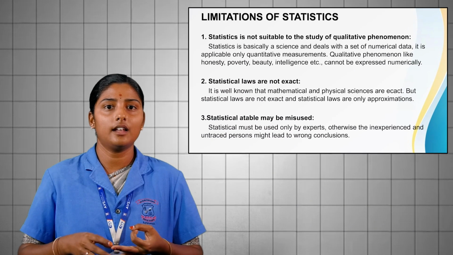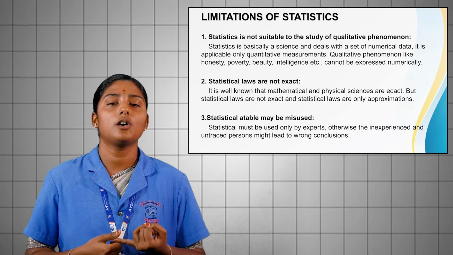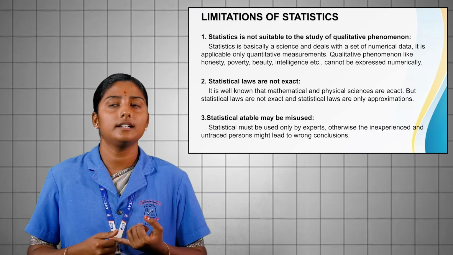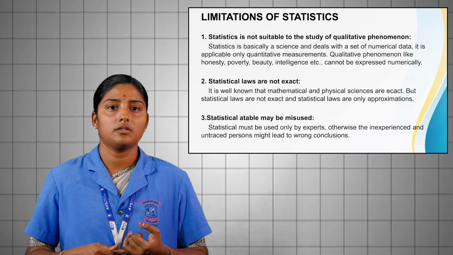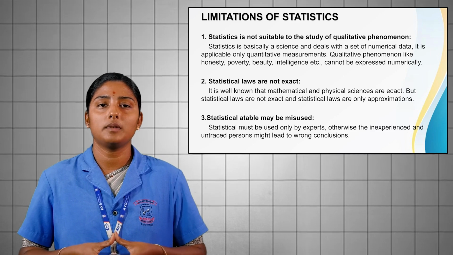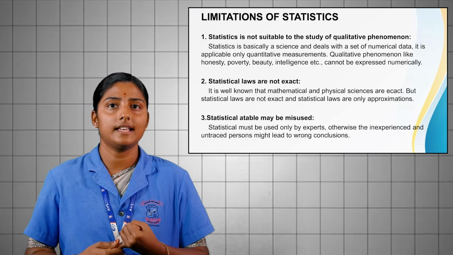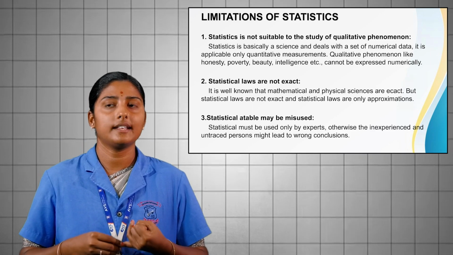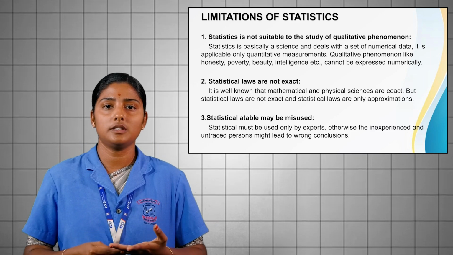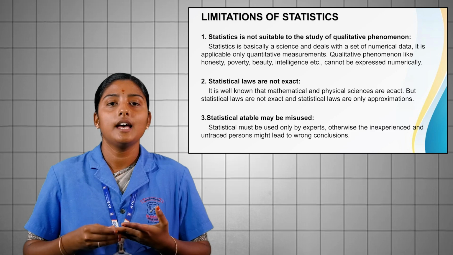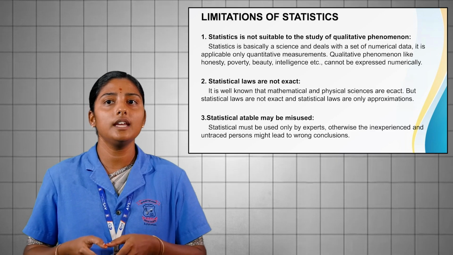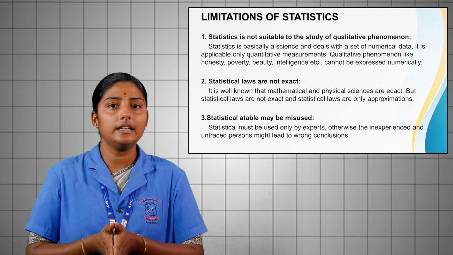Limitations of statistics. There are three categories of limitations. First, statistics is not suitable for the study of qualitative phenomena. Statistics is basically a science that deals with a set of numerical data. It is applicable only to quantitative measurements. Qualitative phenomena like honesty, poverty, beauty, and intelligence cannot be expressed numerically. The second is that statistical laws are not exact. Mathematical and physical sciences are exact, but statistical laws are only an approximation. The third is that statistical tables may be misused. Statistics must be used only by experts because a statistical tool is a very dangerous one, and otherwise inexperienced and untrained persons might reach wrong conclusions. So statistical tables should be used only by experts.